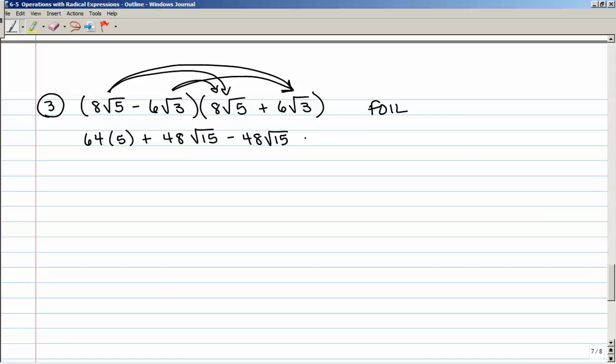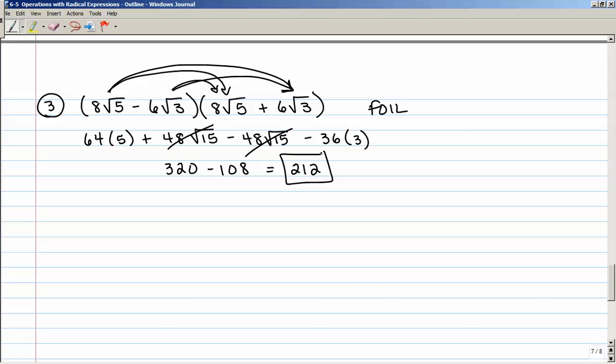negative 6 times positive 6 is a negative 36, and square root of 3 times square root of 3 is 3. What I like here is that these guys cancel each other out. That's lovely. 64 times 5 is 320, minus 36 times 3 is 108, for a final answer of 212.